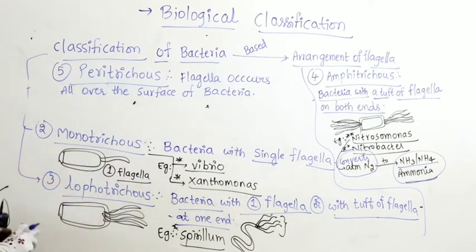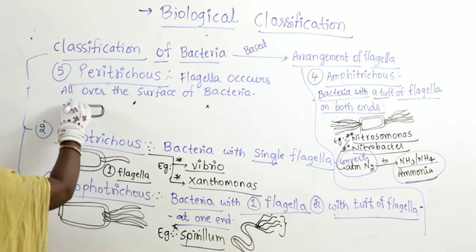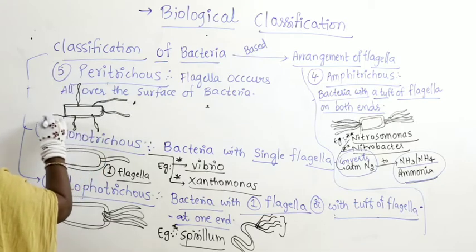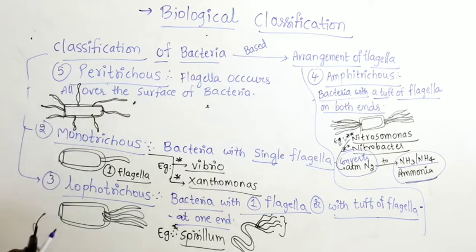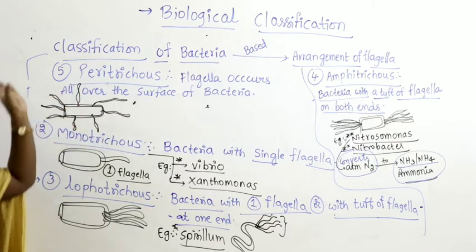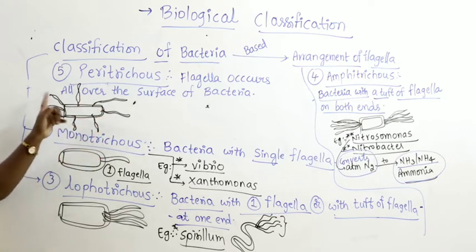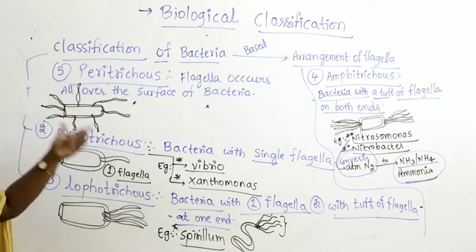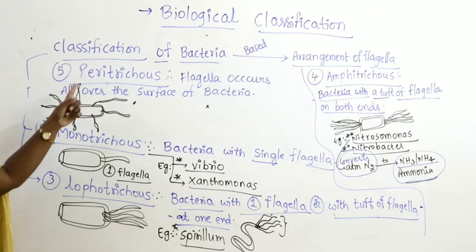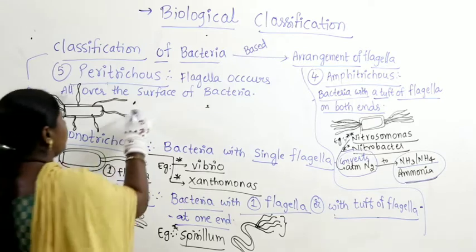Such type, if you look at how it will be, if this is a bacteria, now in this case flagella occurs all over the surface like this. Now on the total surface around the cell wall you can see flagella originating at different corners in different directions. The bacteria has flagella on the total surface. Such type is said to be as what? Peritrichous.